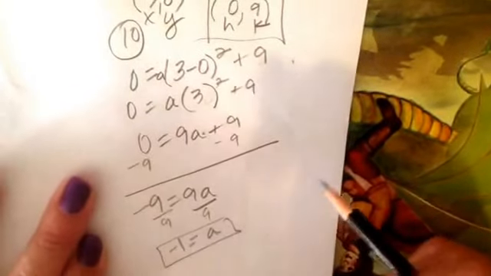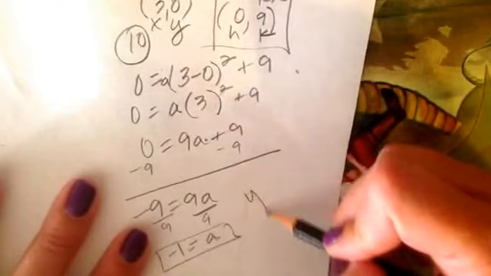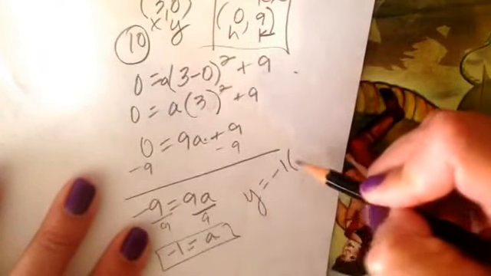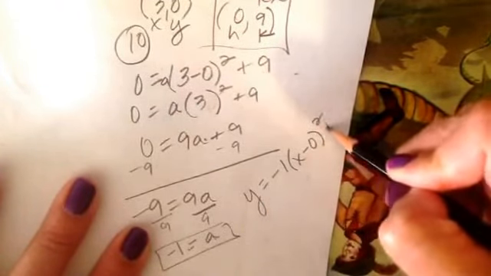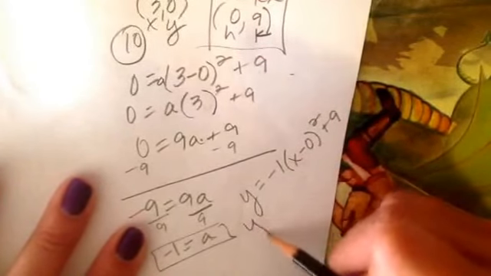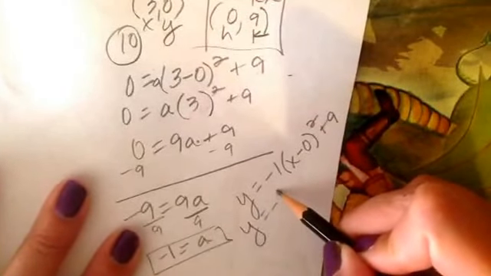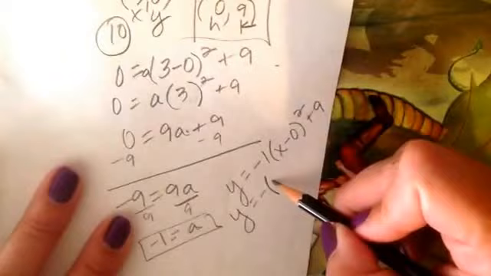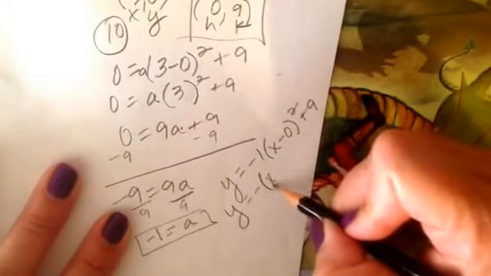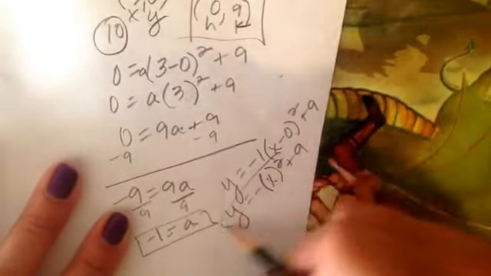(0, 9) is my vertex. My A value is negative 1. y is equal to negative 1 times x minus 0 squared plus 9. I'm going to rewrite this in a simpler form: y equals the opposite of the quantity x squared plus 9. There's your number 10. Let me go on.